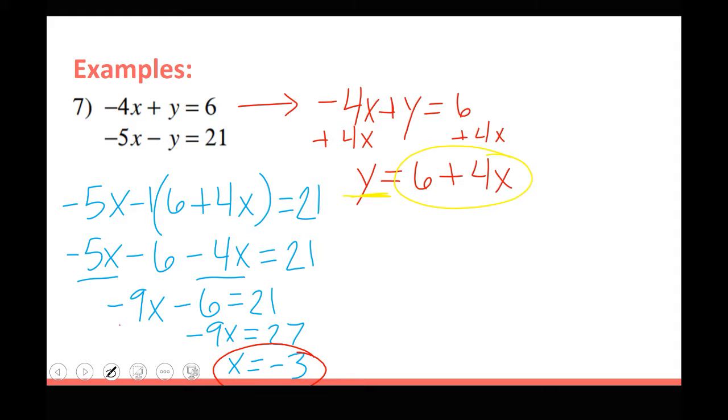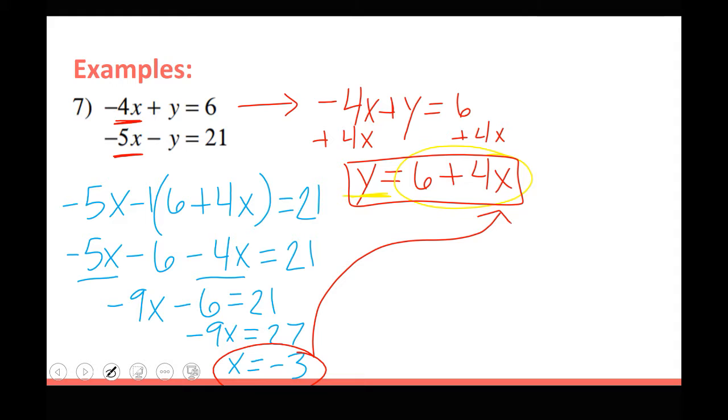So you could plug negative 3 in for x in one of these spots and then solve for y. But I think because we've already solved for y over here, it's much easier to plug the x into that equation. And it doesn't matter, you should get the same answer either way, but I like to make it as easy as possible.